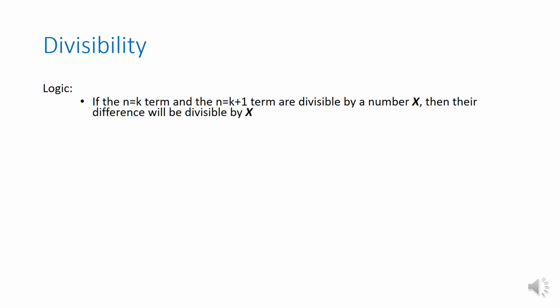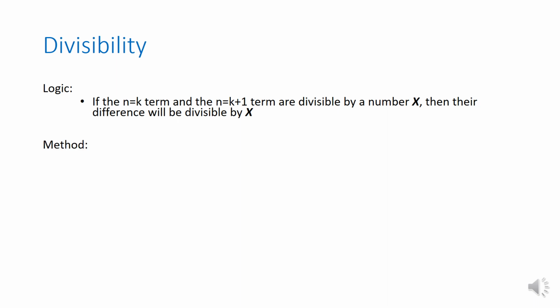Job done. The next type of proof by induction is around divisibility. And the logic around this type of proof is, if the n equals k term and the next one, the n equals k plus 1 term, are divisible by a number x, well then their difference will also be divisible by x. So by difference, we mean if we subtract them, then the result of the subtraction should also be divisible by x.